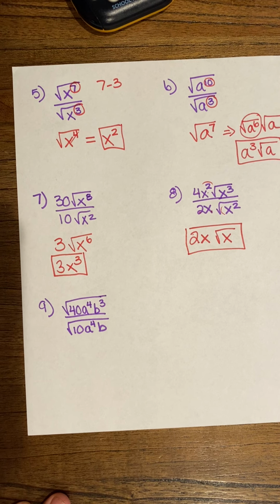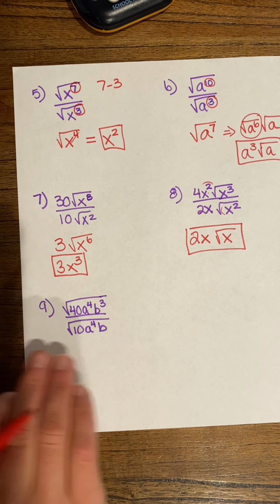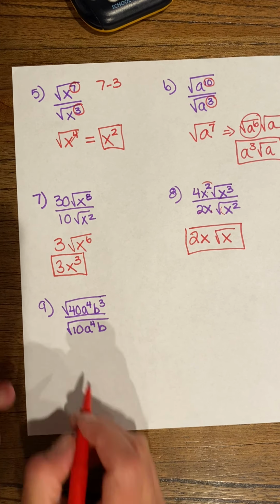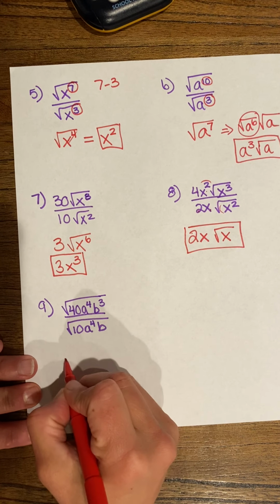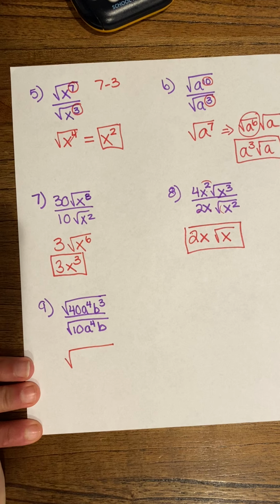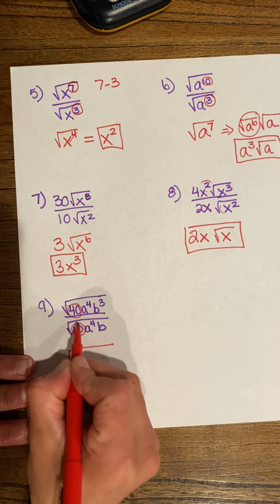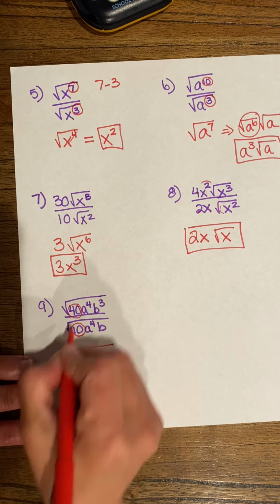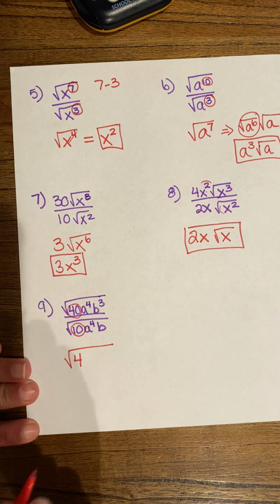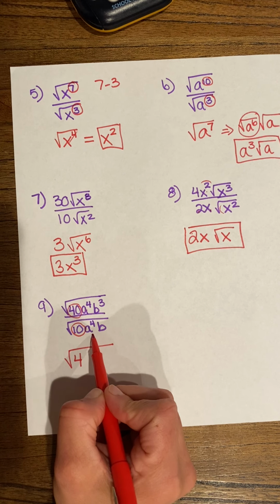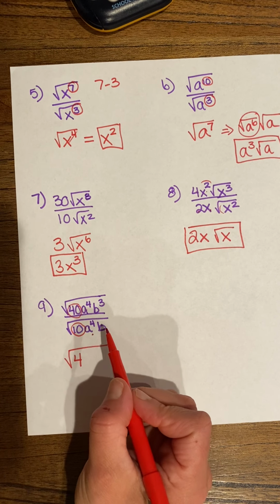Okay? Now this last one has a number and 2 different letters, but again, they're all inside the rad. So if they're all inside the rad, my answer is just going to be one big rad. So I'm going to start with 40 divided by 10 is 4, but it stays in the rad because the 40 and the 10 are in the rad. Now, a to the 4th divided by a to the 4th. Either way you look at it, okay?